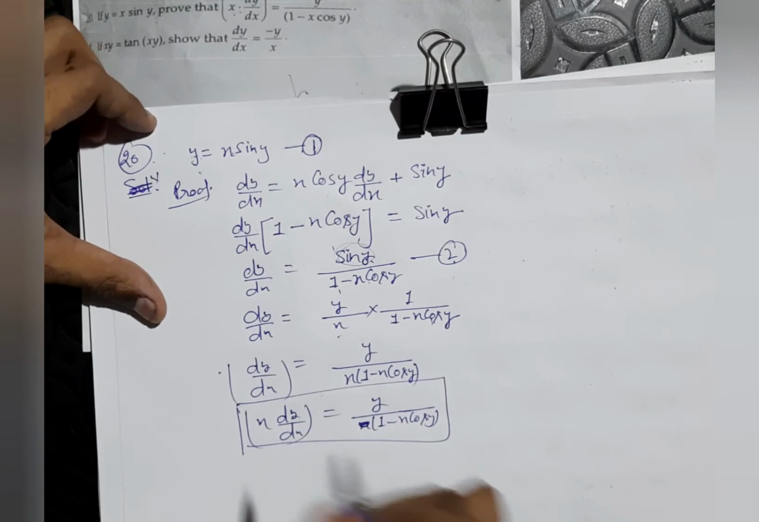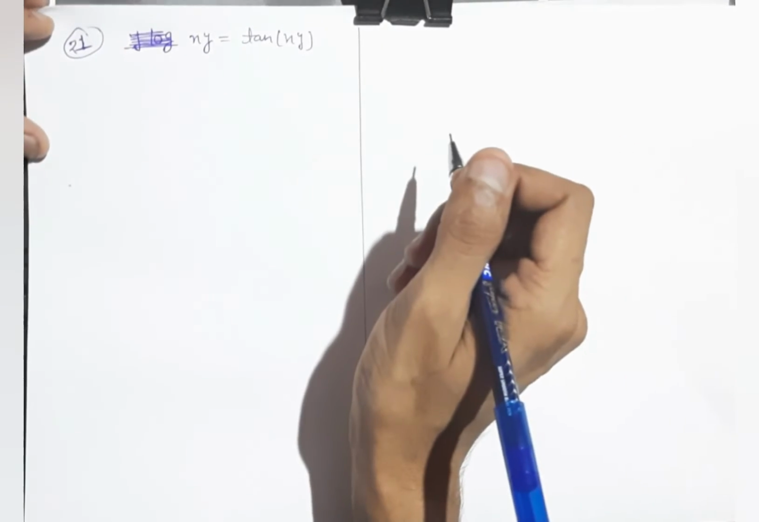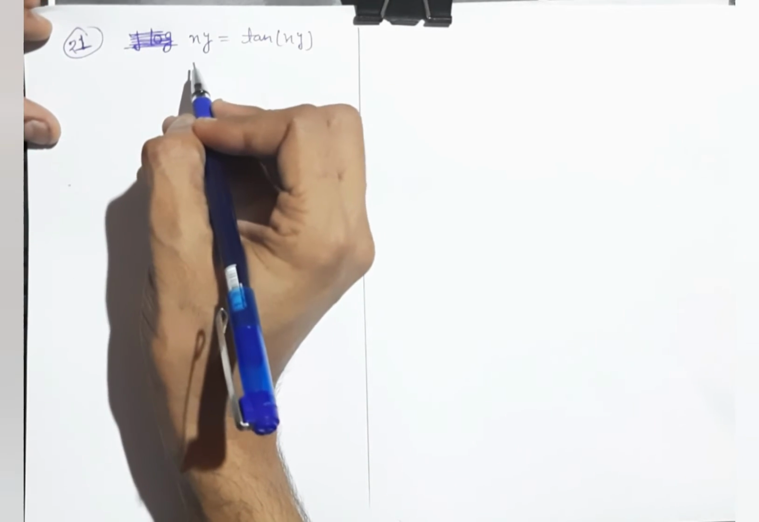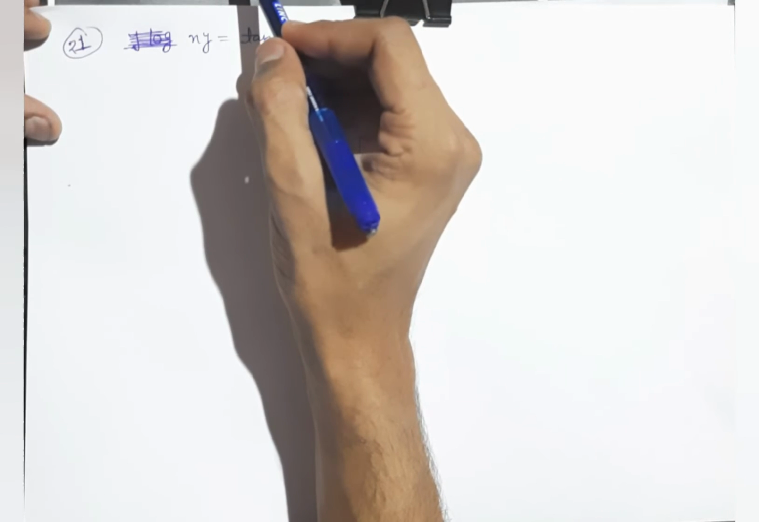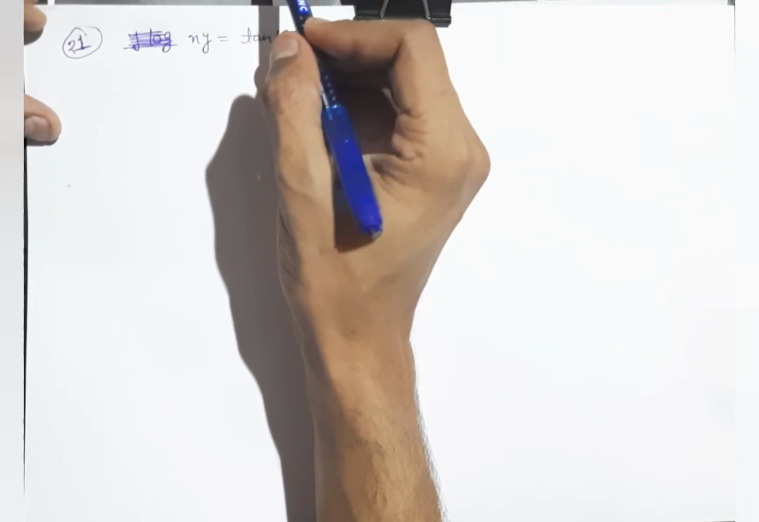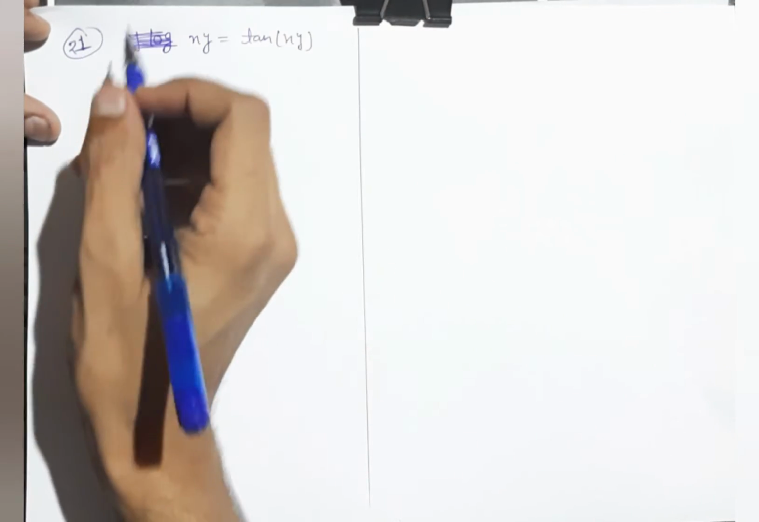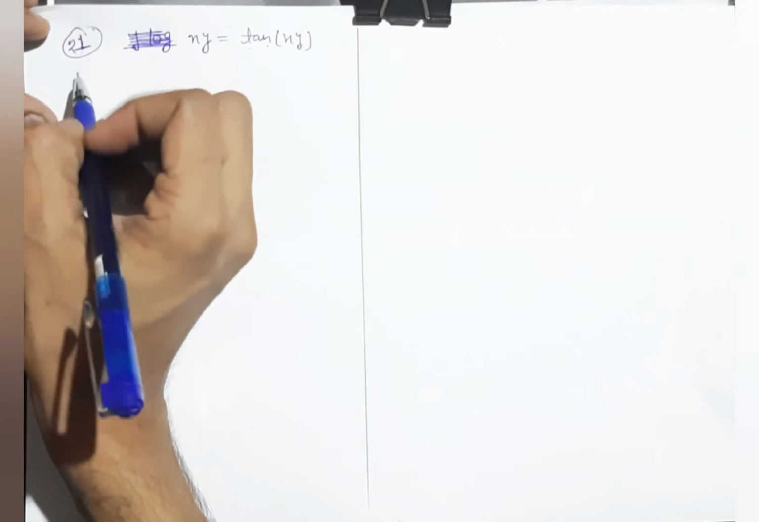So this was to be proved. So question number 21 is, x^y = tan(xy), and we have to prove that dy/dx must equal -y/x. So we have xy = tan(xy).